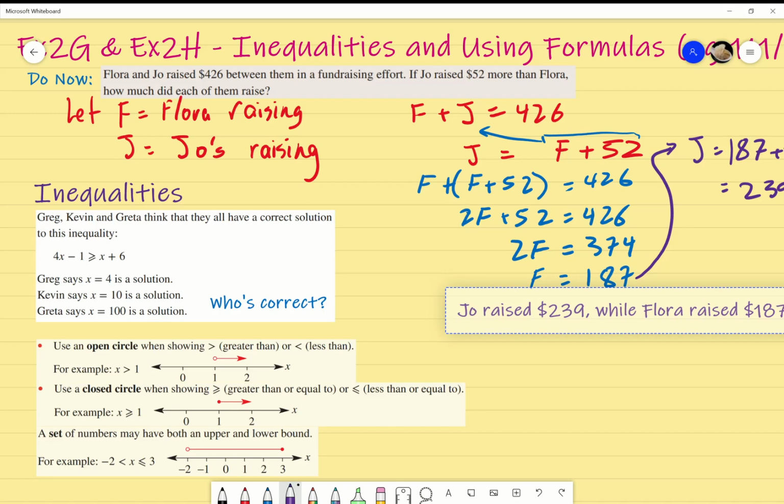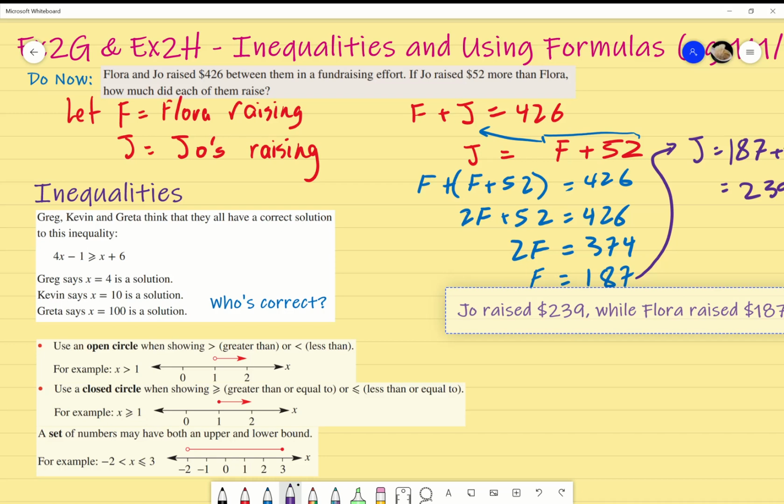If I put x equals 4 in this question, 4 times 4 is 16, minus 1 is 15. So I've got 15 on this side. And then 4 plus 6 is 10. Is 15 greater than or equal to 10? Yeah, it is. If I put in x equals 10, that's 40 minus 1, so 39 on the left-hand side, and 16 on the right-hand side. Is 39 greater than or equal to 16? It is. There are multiple answers.